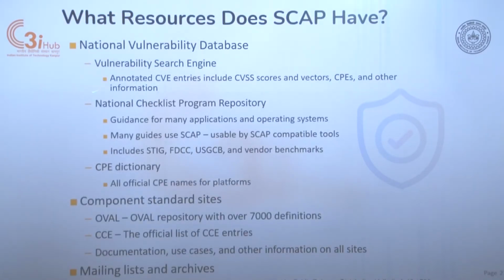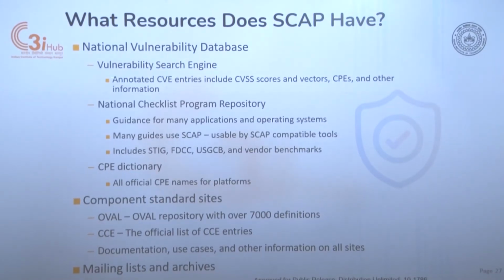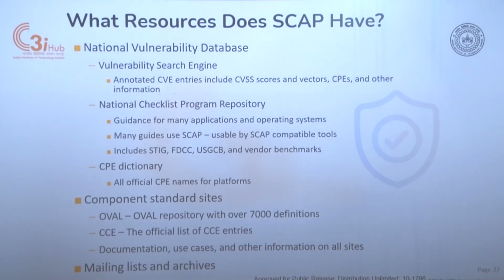So, where can we get more about SCAP and more resources from SCAP? One is of course the National Vulnerability Database and its search engine. It has APIs. APIs will allow you to have your own tools in which you can actually get information directly from the NVD database. You have the National Checklist Program Repository. The one that we saw is the DoD checklist repository. It includes various benchmarks for the configurations for various applications and operating systems.